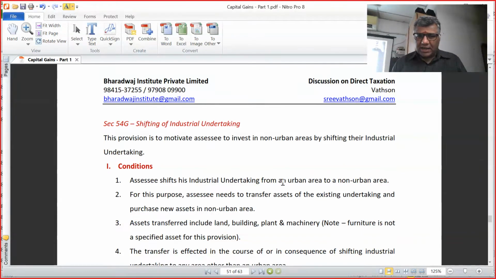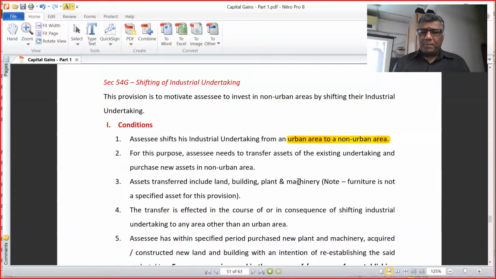The assessee shifts his undertaking from an urban area to a non-urban area. For this purpose, he transfers assets of the industrial undertaking and purchases new assets in the non-urban area. Assets transferred are land, building, plant and machinery. Please understand, furniture is not a specified asset. Intangibles are not specified assets. So only these three.